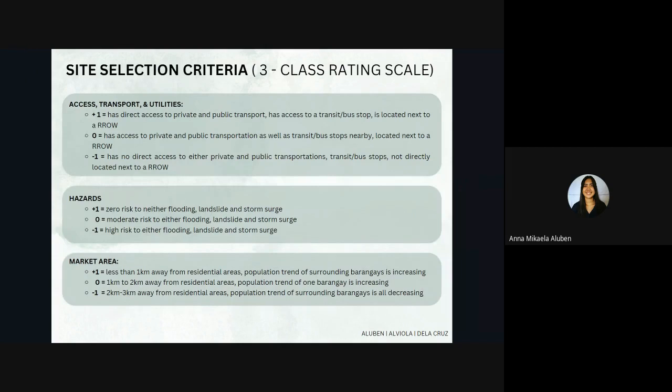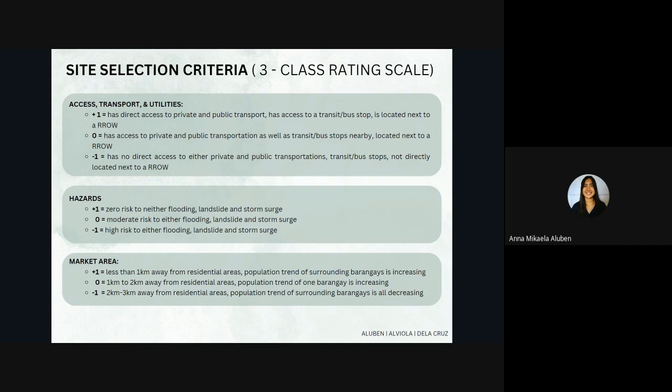For our site selection criteria, we used a three-class rating scale. In access, transport, and utilities, 1 point is given to those with direct access to private and public transportation, including transit or bus stops, and located next to a road right-of-way. 0 points is given to those with access to private and public transportation as well as transit or bus stops nearby and located next to a road right-of-way. Meanwhile, -1 point is given to those with no direct access to either private and public transportation, transit, or bus stops, and not directly next to a road right-of-way.